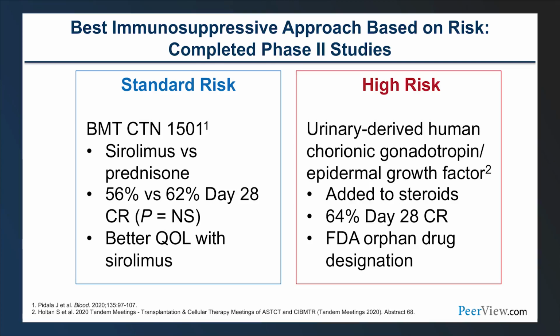This is added to standard high-dose corticosteroids, and in our study, we had an overall 64% day 28 CR between the groups, and now we have FDA orphan drug designation for this supplementation as well. So we're starting to see results of risk-stratified frontline studies coming to the fore.